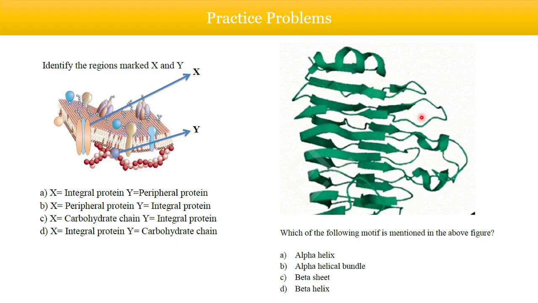You see there is a 3-10 helix over here. There is also another, a little bigger than the 3-10 helix, another alpha helix over here. So we have three alpha helices, very much rich in beta sheets. So calling it an alpha helical bundle won't be that correct. Rather, we can call it a beta helix instead. So question two, which of the following motif is mentioned? The answer will be beta helix. That is option D.